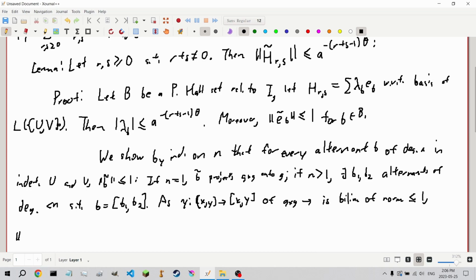The norm of b tilde is gamma composed with b1 tilde and b2 tilde, which is less than or equal to the norm of b1 tilde times the norm of b2 tilde, which is less than or equal to 1, which gives us our lemma.